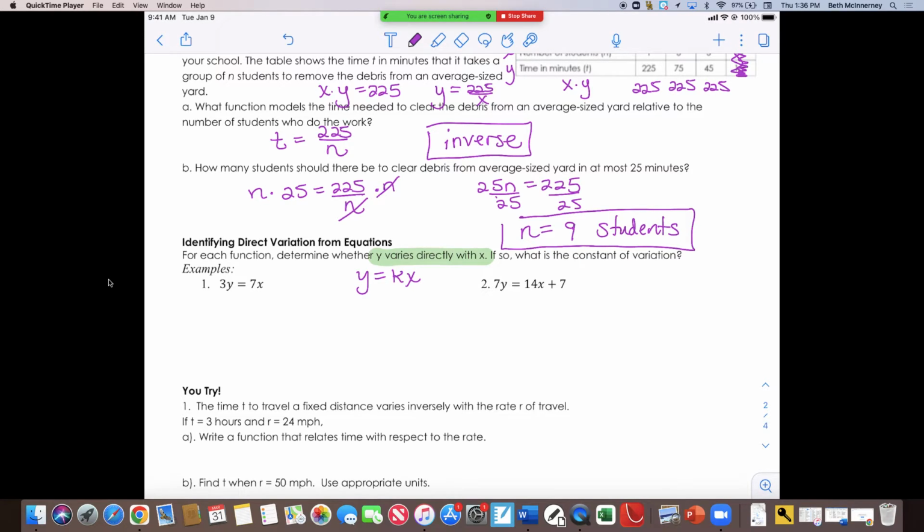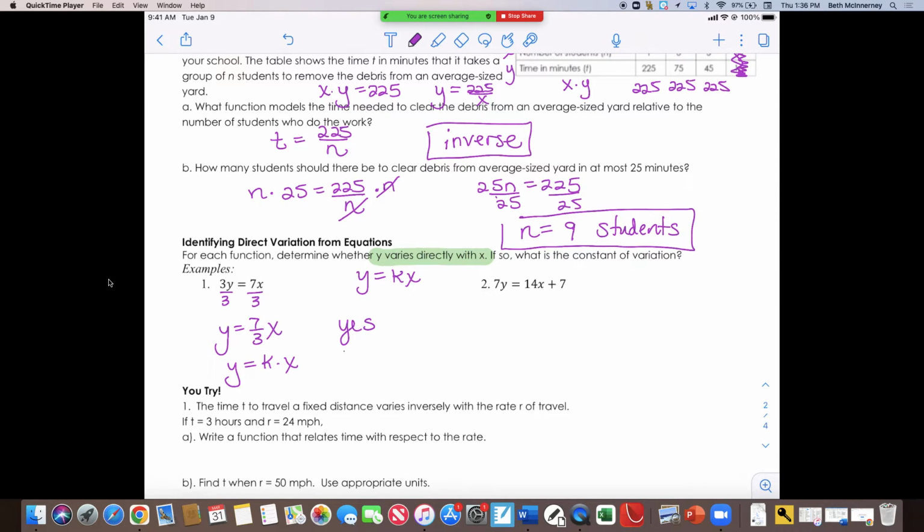So we're going to highlight y varies directly with x, and that means y equals kx. Now, do you notice it's not y equals kx plus b? There's not like a plus number. So in number 1, if I solve it for y, does this look like y equals k times x? Yes. So this is a yes.